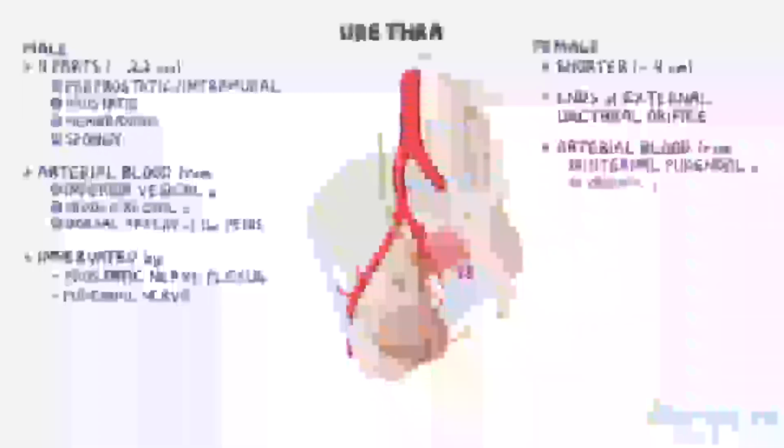The male urethra receives arterial blood from the inferior vesical and middle rectal arteries and the dorsal artery of the penis. It is innervated by branches of the prostatic nerve plexus and pudendal nerve. Finally, the female urethra receives arterial blood from the internal pudendal and vaginal arteries and is innervated by the vesical plexus and the pudendal nerve.